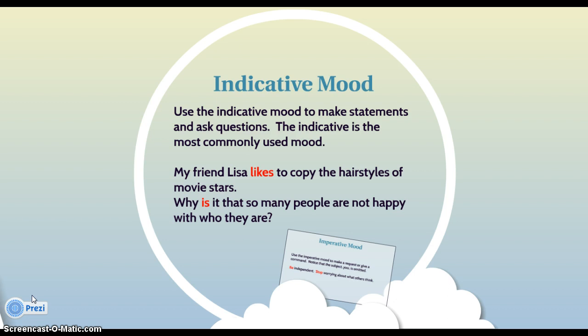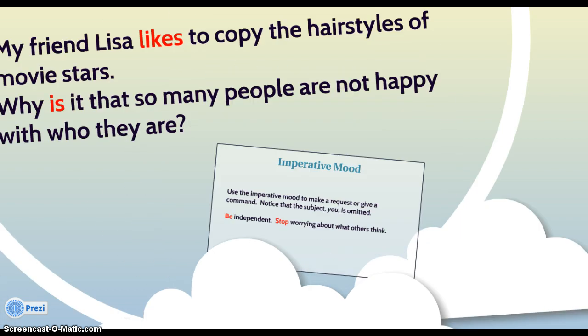My friend Lisa likes to copy the hairstyles of movie stars. Very straightforward. It's a statement. This is the indicative mood of the verb like. Why is it that so many people are not happy with who they are? This is a question. Again, you use the indicative mood when you're making a statement or asking questions.